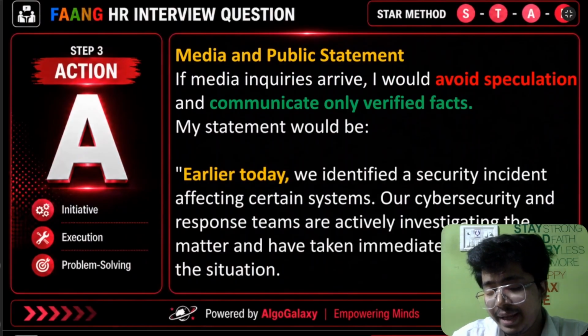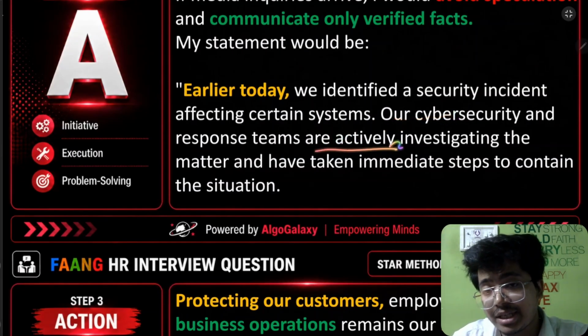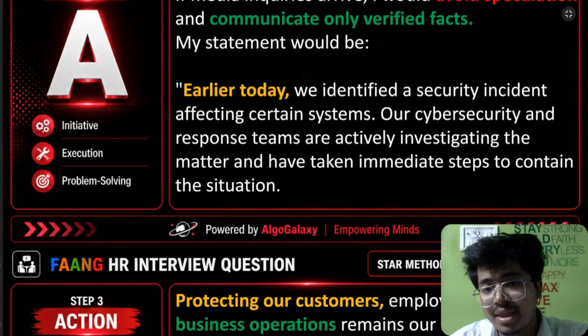Media and public statement. If media inquiries arrive, I would avoid speculation and communicate only verified facts. My statement from the company end would be: Earlier today we identified a security incident affecting certain systems. Our cybersecurity and response teams are actively investigating the matter and have taken immediate steps to contain the situation.